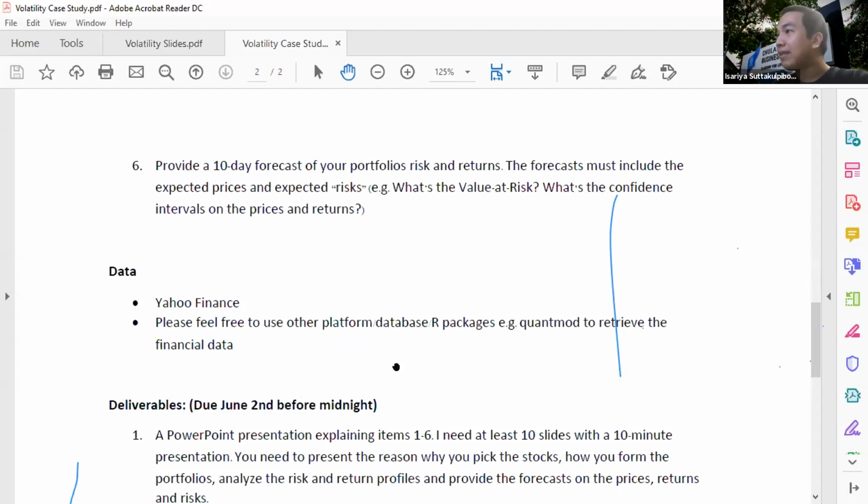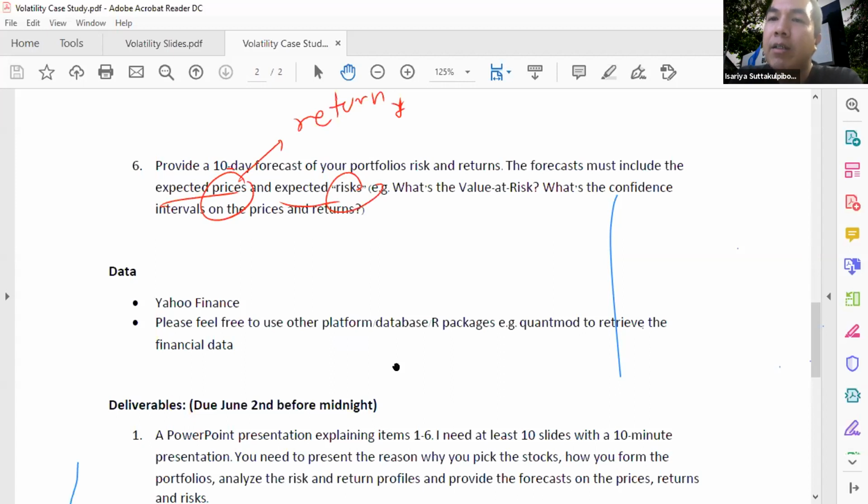And for number 6, I want you to provide a 10-day forecast of your portfolio risk and returns. Easy, right? We already talked about this. The forecast must include the expected price, and expected risk. Or you can think about returns too. That's okay, but you can easily convert the returns into price.